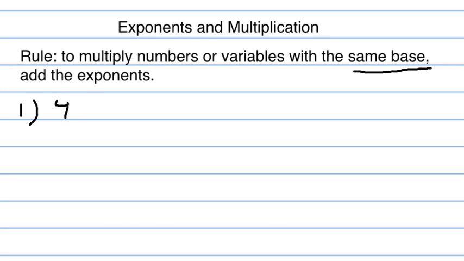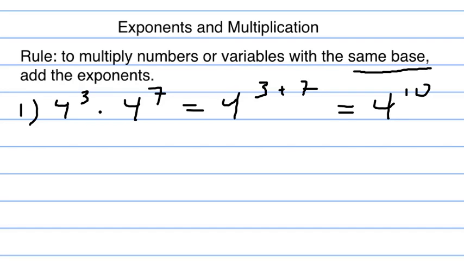I have 4 to the 3rd power times 4 to the 7th power. Well, what's our base? Our base is 4. So I can add these exponents together. I can say 4 to the 3 plus 7th power, which equals 4 to the 10th power. So I can combine those together to make one term.